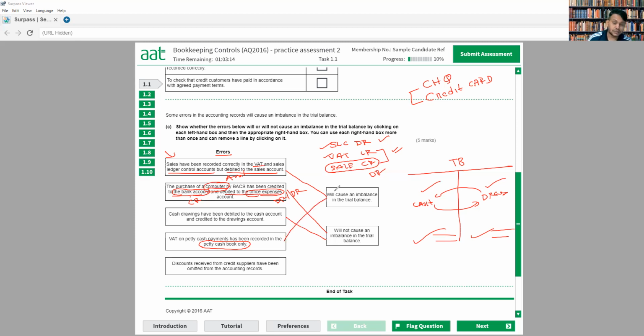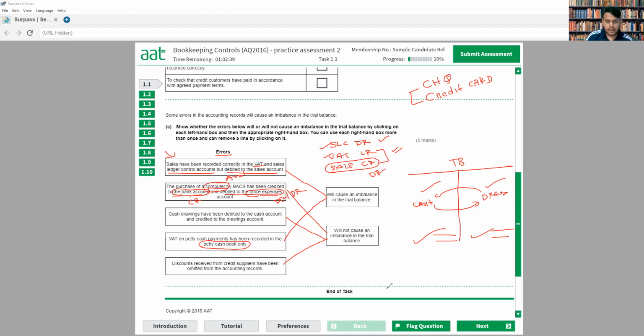It will not be matched, it will create an imbalance. And finally, discount received from a credit supplier has been omitted from the accounting record. If you forget something completely, the trial balance will still be matched and it will not create an imbalance, because if I forget something completely, for example, I have 100 invoices and for some reason I forget one, so I only enter 99, my trial balance has no idea that I forgot one invoice, so it will still be balanced.